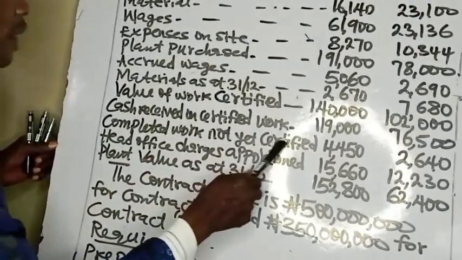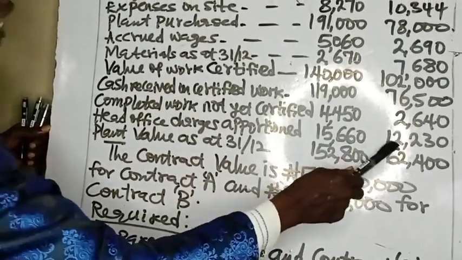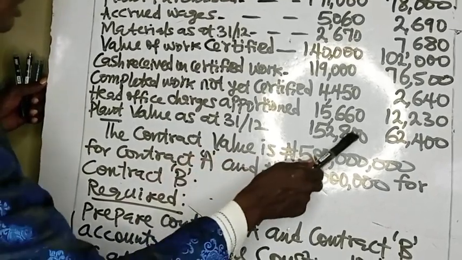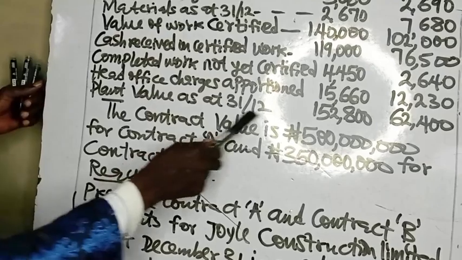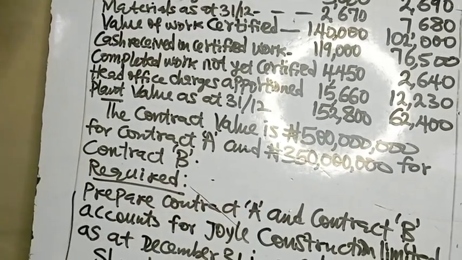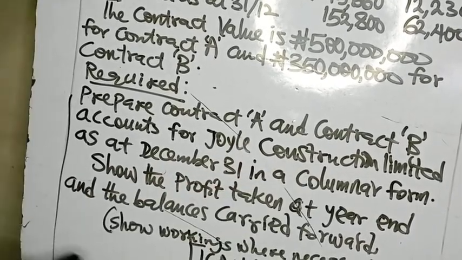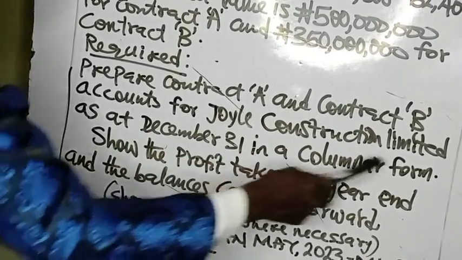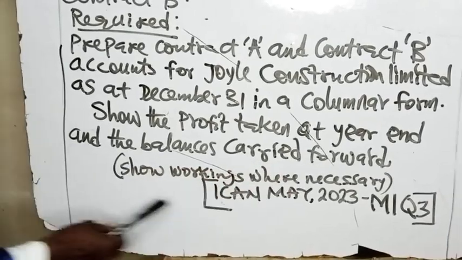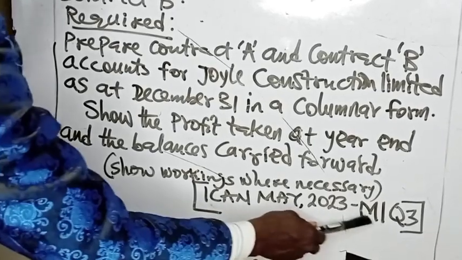Completed work not yet certified 4,450 and 2,640. Head office charges apportioned 15,660 and 12,230. The plant valued as at 31st of December 152,800 and 62,400. The contract value is 500 million naira for contract A and 350 million naira for contract B. Required: prepare contract A and contract B accounts for Joy Construction Limited as at December 31st in columnar form. Show the profit taken at year end and the balances carried forward. Show workings where necessary. This question is obtained from ICAN May 2023 Management Information question number 3.